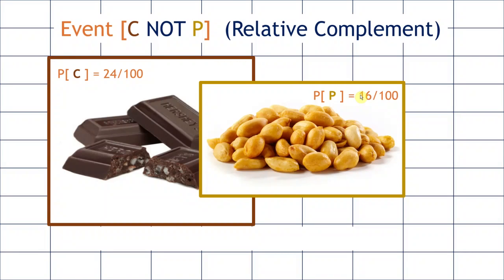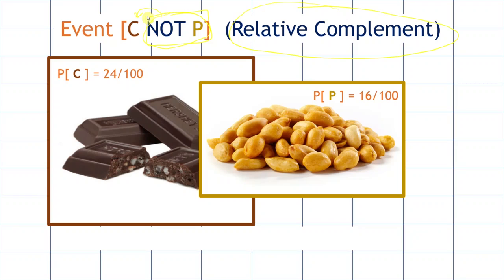Now, in addition to absolute complement, there is also something called relative complement, which is when we talk about not P, we're talking about not P in relation to region C. This is where the relative comes from. So we want to look for C, those who like chocolate, but we want to specify we only want those who like chocolate who also do not like P.